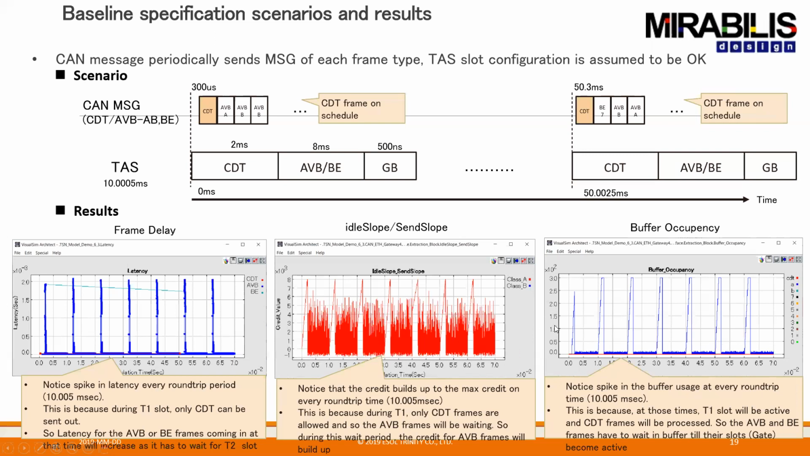At the end of every round trip, which is at 10 milliseconds, 10 milliseconds and 5 microseconds, which means it should be 0.0005. So this is 1 millisecond. You can see the huge spike that indicates the data that's coming in and trying to get access.